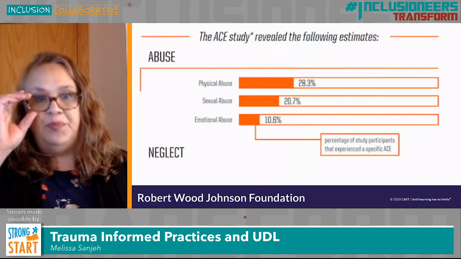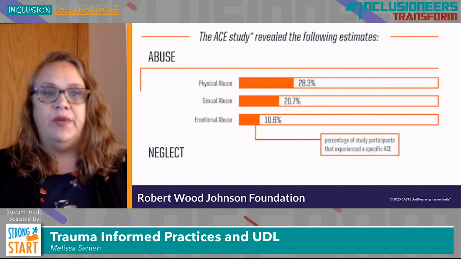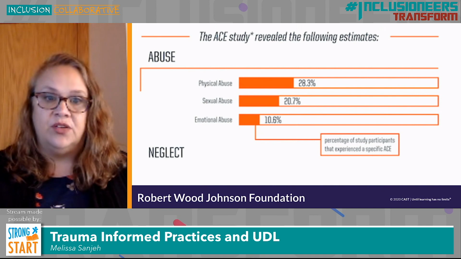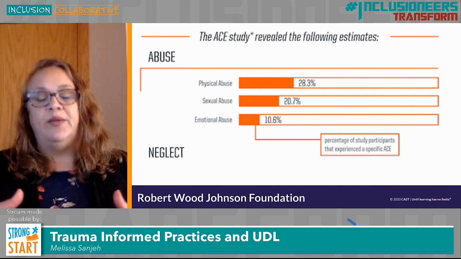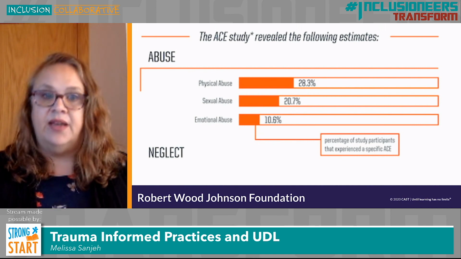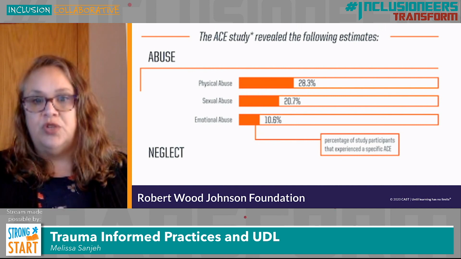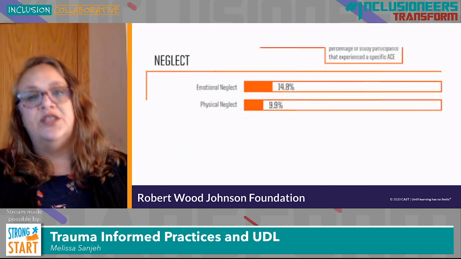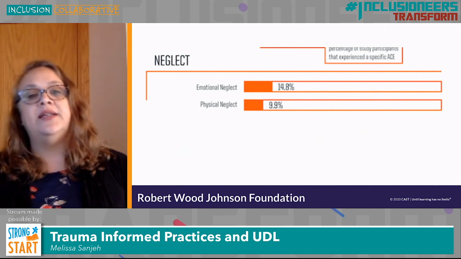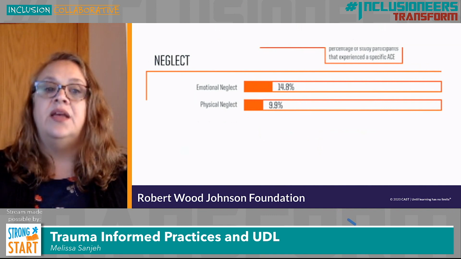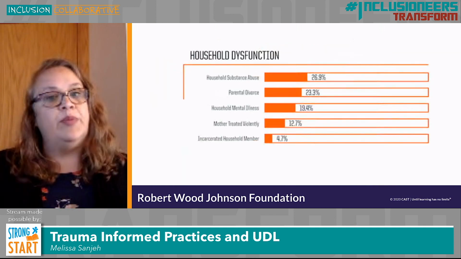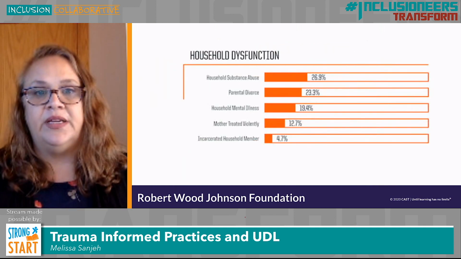So when we're talking about abuse, about 28.3% of the respondents of this study reported having physical abuse in their background. 20.7% reported having sexual abuse in their background, and 10.6% reported having emotional abuse in their background. In terms of neglect, 14.8% reported emotional neglect, and 9.9% reported physical neglect. And then household dysfunction is another big group of adverse childhood experiences, or ACEs.